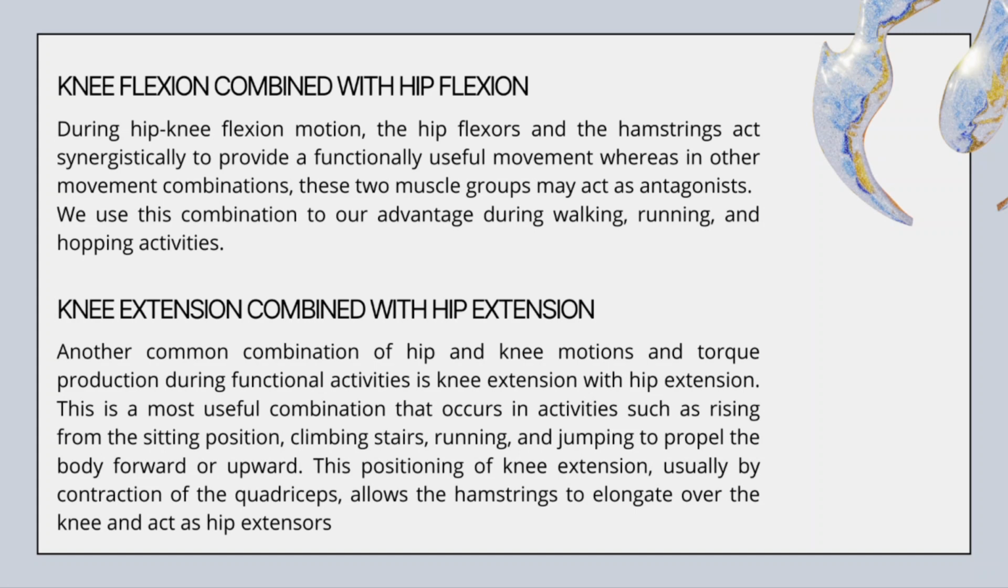This positioning of knee extension, usually by contraction of the quadriceps, allows the hamstring to elongate over the knee and act as hip extensors. So, yan. Di ba makikita natin siya sa climbing stairs? Yan. Running and jumping. Sa climbing stairs, pag akyat natin, di ba, once na umapak na yung paa natin sa surface ng stairs, syempre, aangat tayo. So, lahat mag-extend dun sa isang leg na yon, diba? So, other leg, ganun, and so on and so forth.